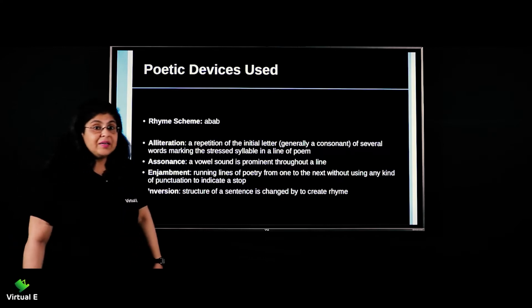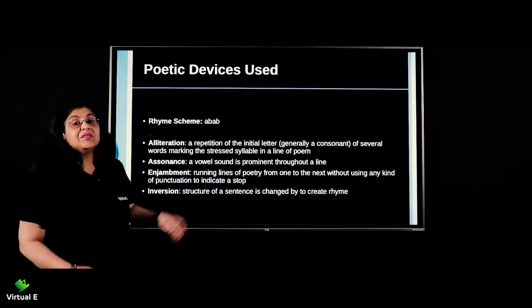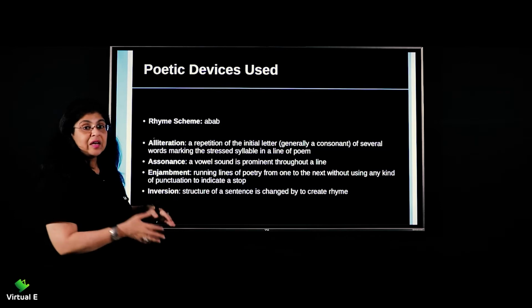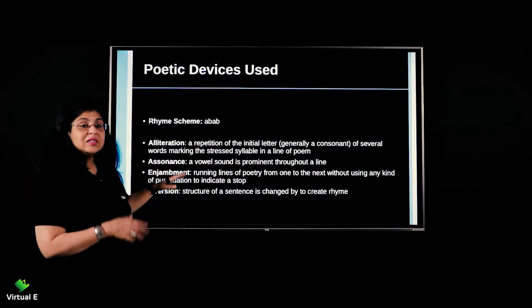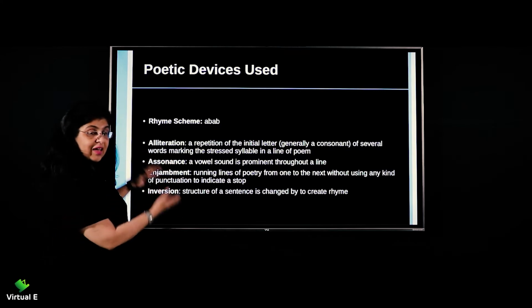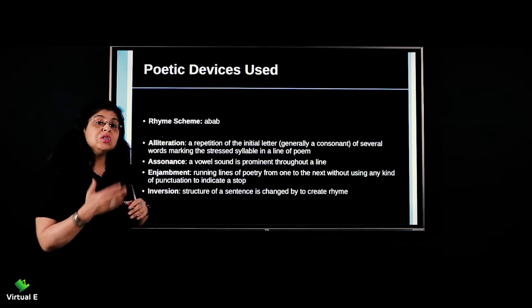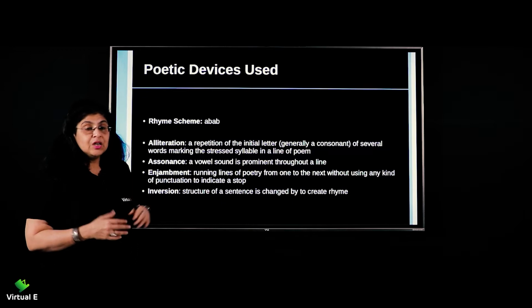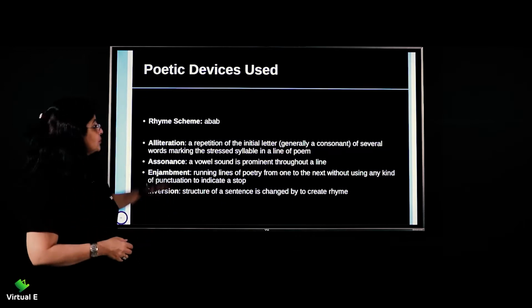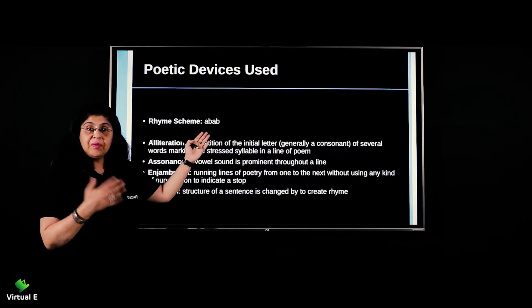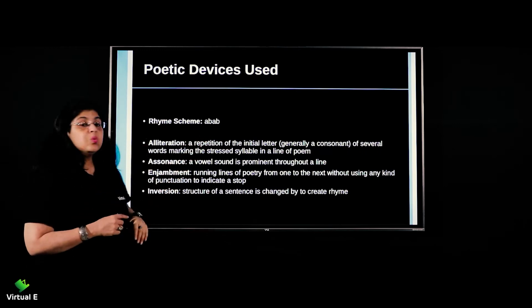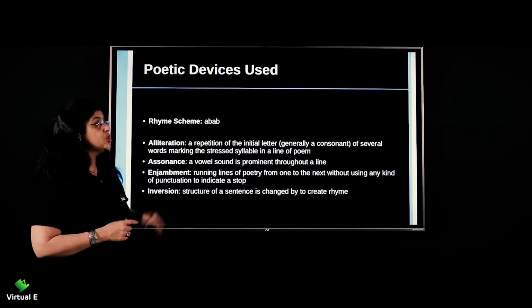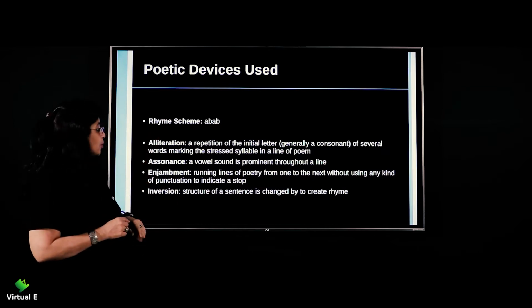Now, as I already mentioned before, poetic devices used. In this poem, there are n number of poetic devices, right? In this we shall define only those which have been used in the poem. So, it's a very easy go for you. Now, this is the rhyme scheme, AB, like I already explained earlier. And which are the figures of speech, which are the poetic devices used in this poem?